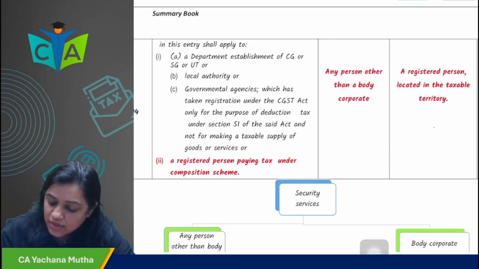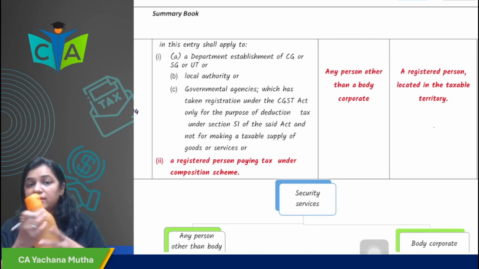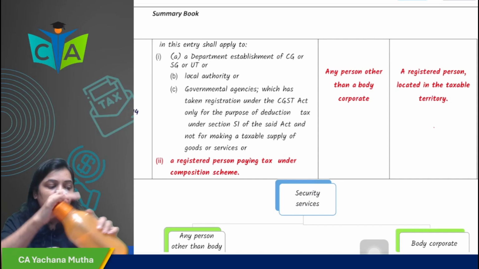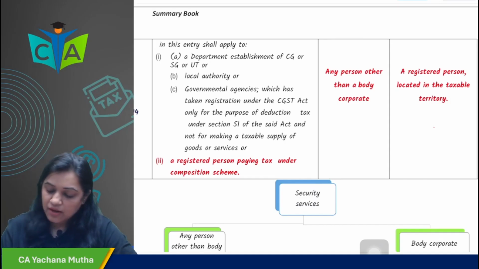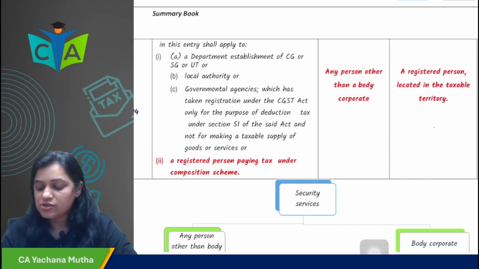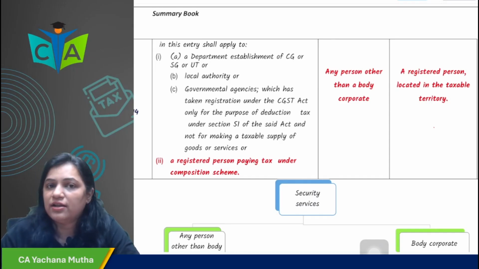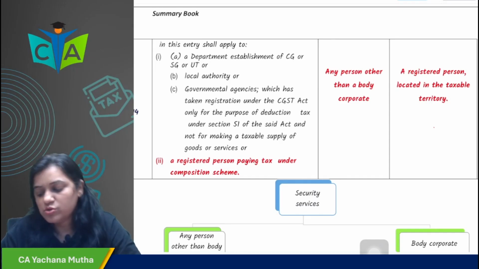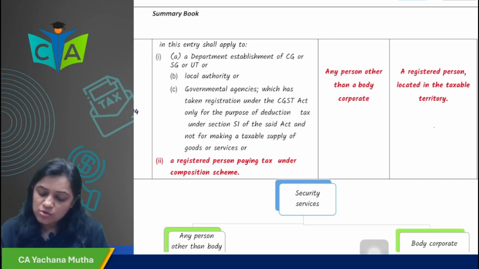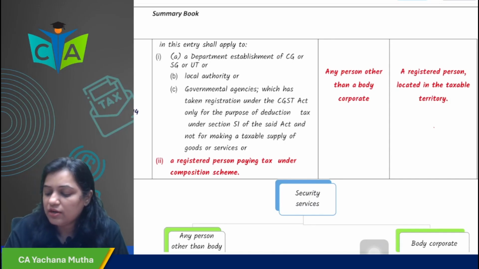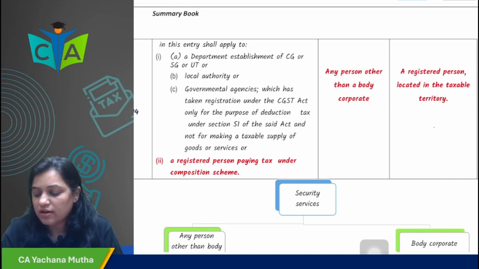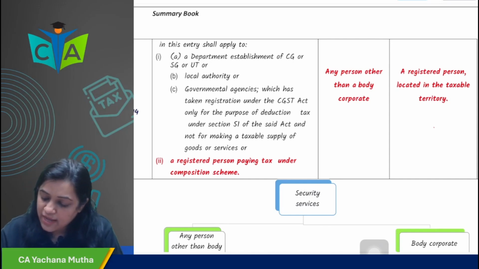Okay. Next, in case of lending of securities, who is lending the security? The lender. To whom is he lending? The borrower. So the borrower will be liable to pay GST under RCM. The lender lends the securities through an approved intermediary to the borrower, and who will pay the tax under RCM? The borrower will pay the tax under RCM.